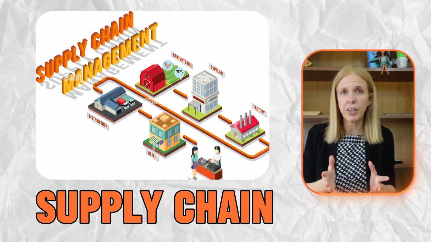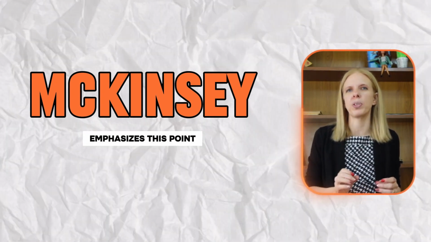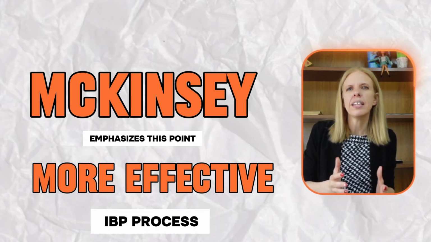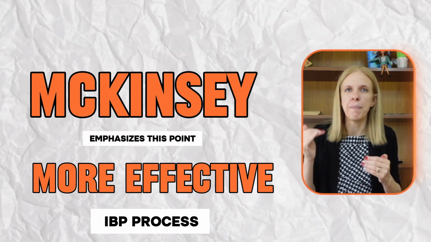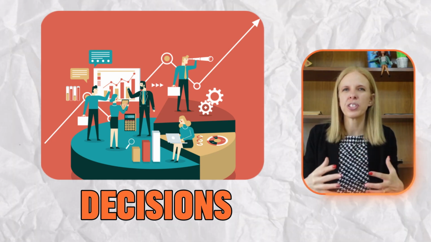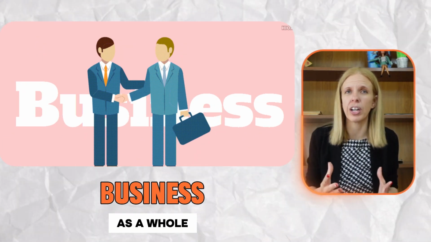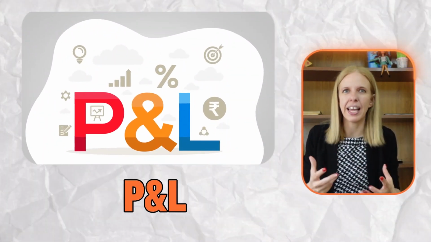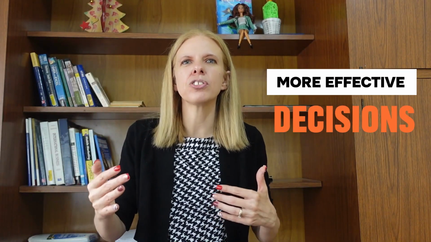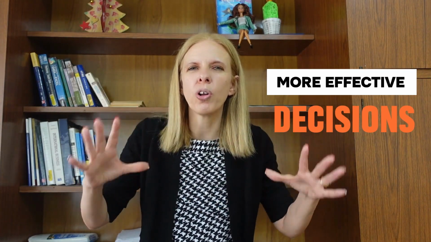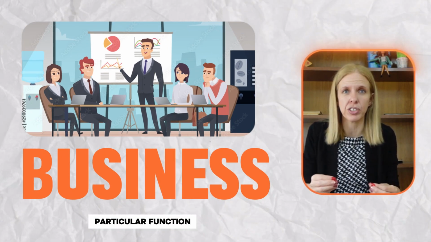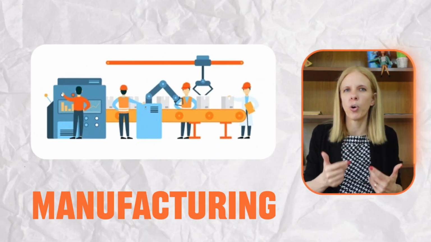The consulting firm McKinsey emphasizes this point by indicating that an effective IBP process is designed for making decisions considering the business as a whole. An effective IBP process is designed for the P&L owner to help them make more effective decisions, taking into account all the business and not the requirement of a particular function like manufacturing or supply chain.